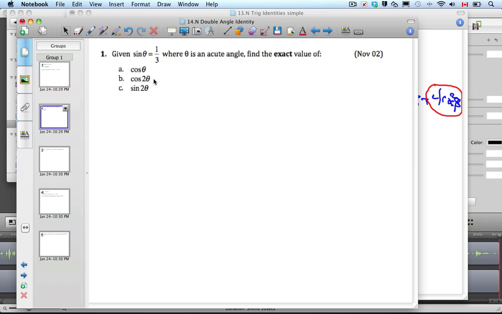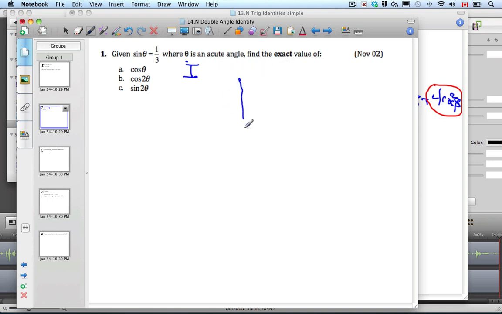Here's an example from the November 2002 exam. We're told that sine of theta is 1/3, and theta is an acute angle, which means it's in the first quadrant, so we don't have to worry about positives and negatives. We want to find the exact value.